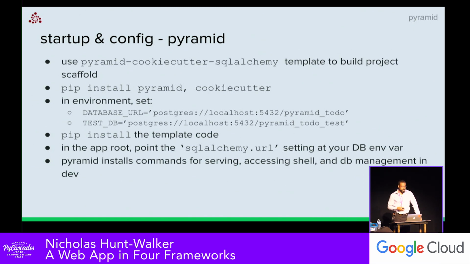So you pip install Pyramid, pip install cookie cutter, go through the prompts of cookie cutter, install a template code, and in your application's root, you want to point the sqlalchemy.url setting to your database URL. Otherwise, it's all more or less the same. When you install Pyramid, it installs for you several command line scripts to serve your application in development, to access the shell, which is aware of your application, and to manage your database. This is the first one where you don't have to roll your own database management script, which is nice.